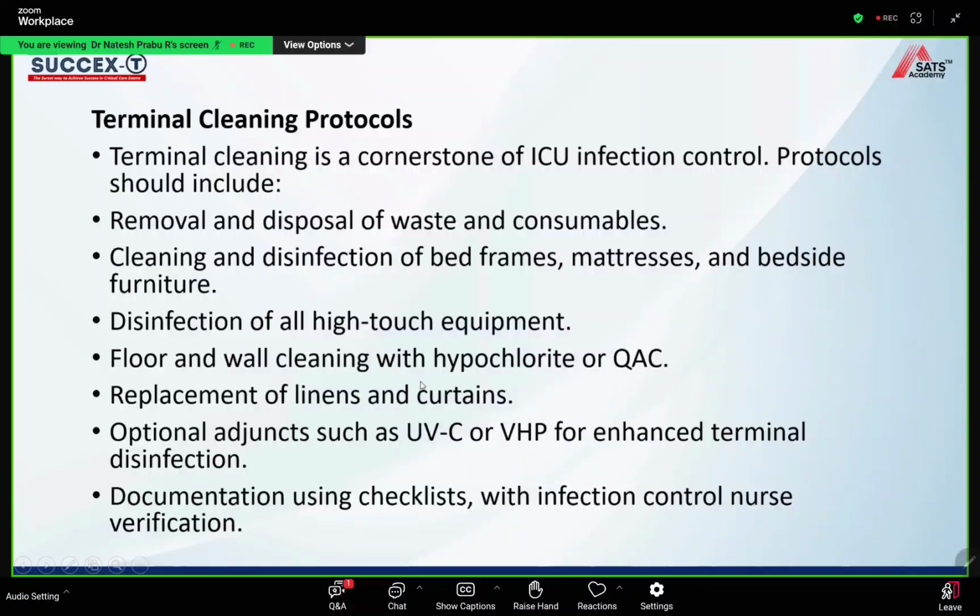all high-touch equipment, floor and wall cleaning with hypochlorite or quaternary ammonium compounds, replacement of linens and curtains, and optional adjuncts such as UV radiation or vaporized hydrogen peroxide for enhanced terminal disinfection, and documentation using checklists with infection control nurse verification. These are the protocols which can be used for terminal cleaning.